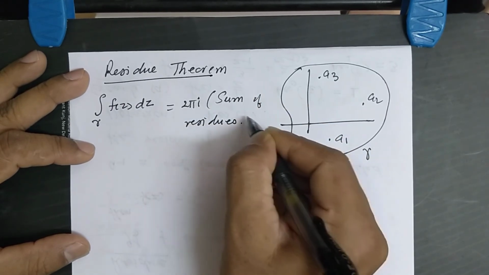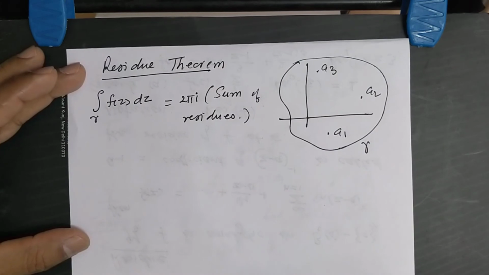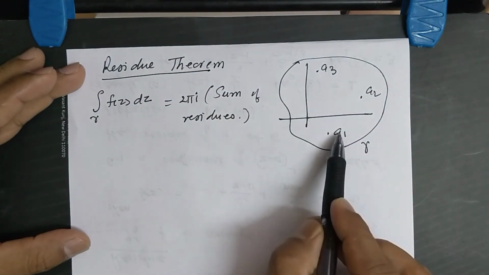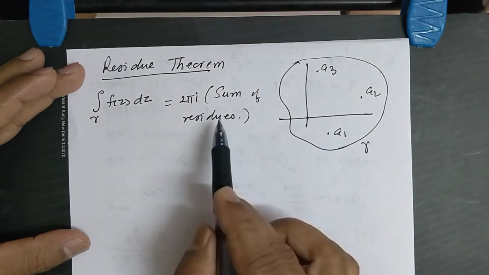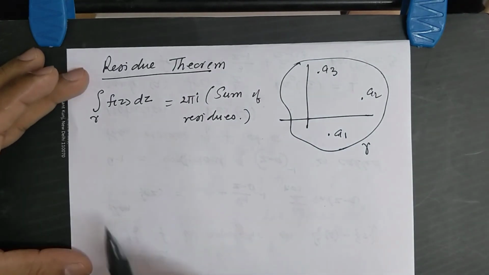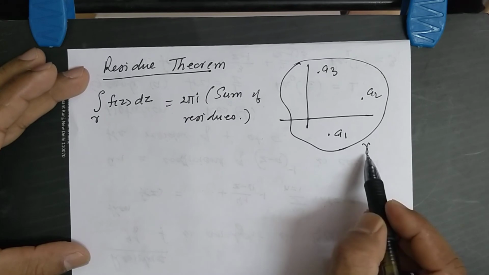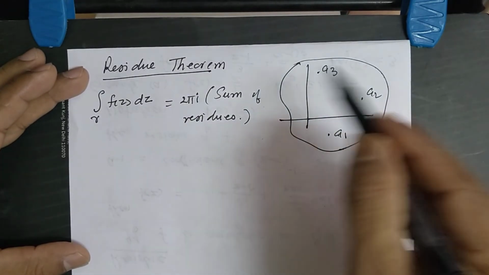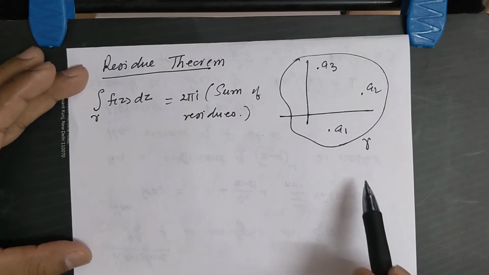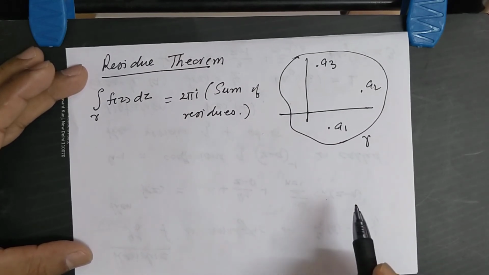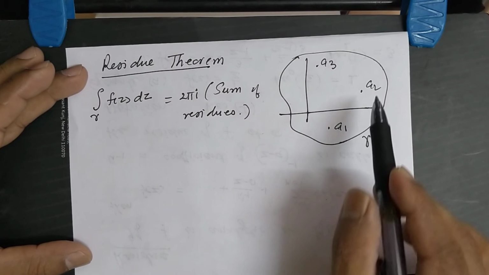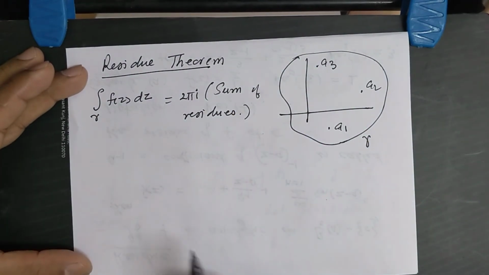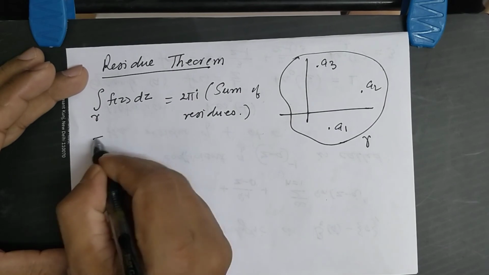So for this particular example, it will be the residue at a1 plus the residue at a2 plus the residue at a3. Now this curve should not be passing through a1, a2, a3. It should properly enclose the poles. So if there are k poles, a1, a2, a3 up to ak, then you have the sum of all the k residues over here. Let us look at an example.